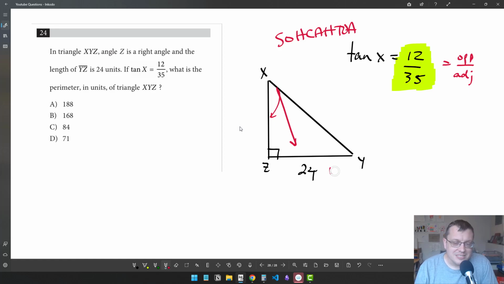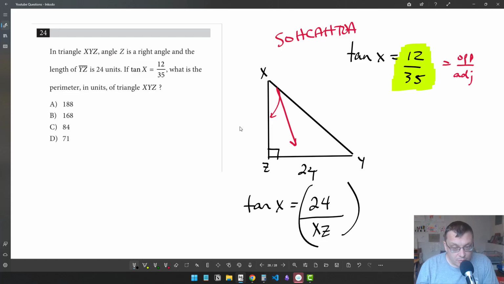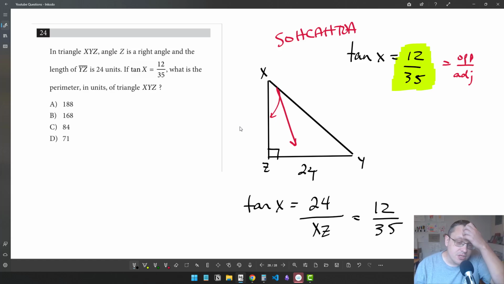What we have to remember is this is a ratio. The ratio of YZ to XZ is 12 to 35. It does not mean the length of YZ is 12 and the length of XZ is 35. So if I look at the triangle as written, tan of X would be the opposite, which is 24, over the adjacent, which we'll just call XZ. This is the ratio we actually have, but I know ultimately it equals this ratio of 12 over 35. So I can just solve this proportion for XZ and find the actual length of XZ based on that ratio.